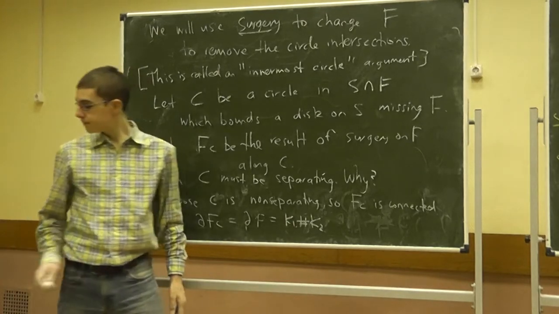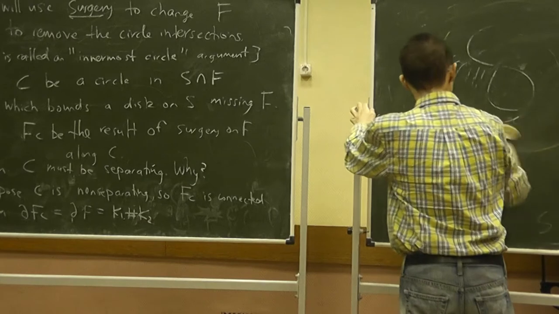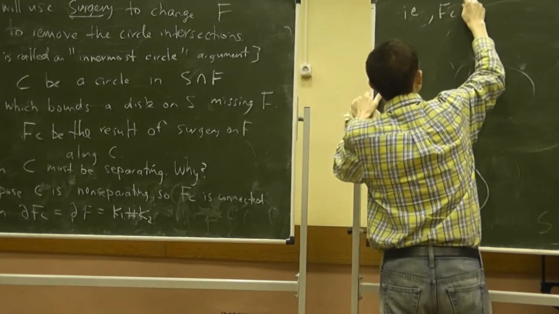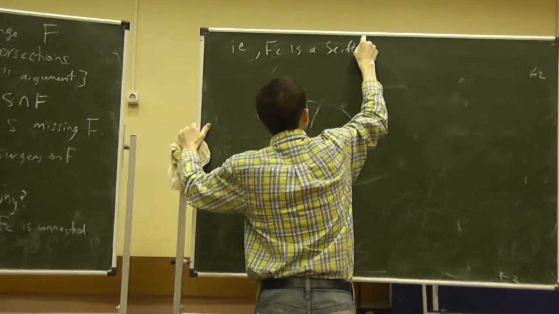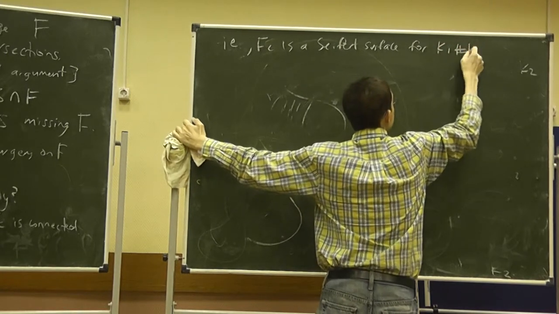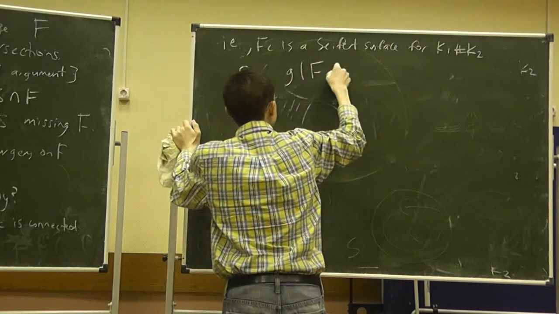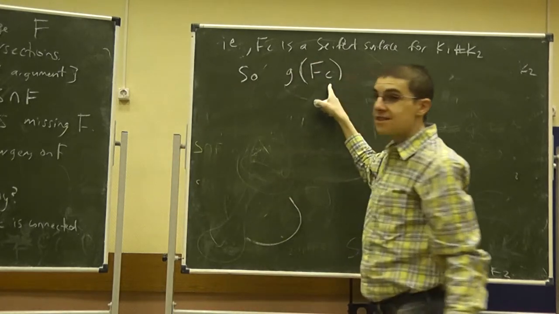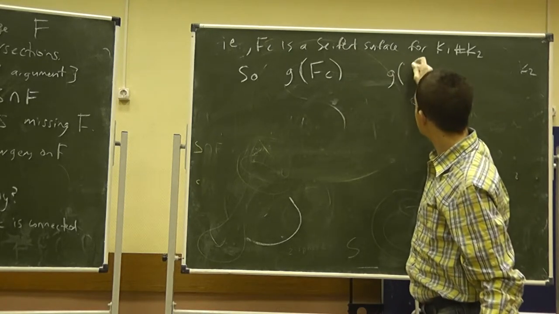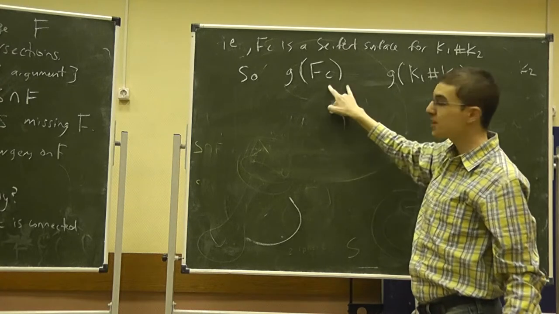Okay? I.e., FC is a Seifert surface for K. So, the genus of FC, if this is a Seifert surface for the knot, then what is the relationship between this genus and the genus of the connect sum of K1 and K2? What is the relationship between these two numbers?